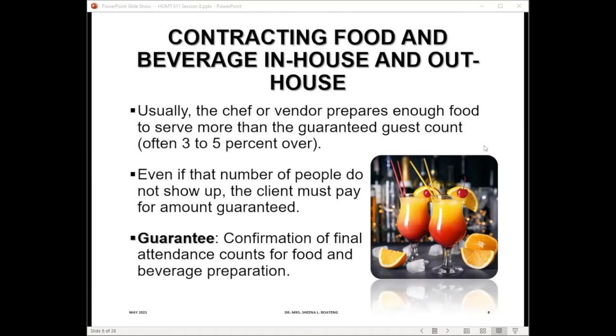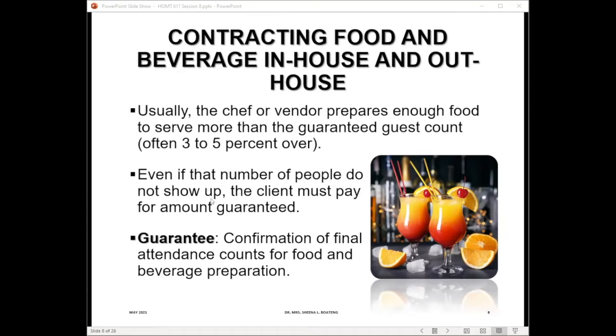So when we say the number of attendees that were guaranteed, we are simply referring to the final number of people that the event professional confirmed were attending the event. And this is for the purposes of arranging for the food and the preparation of the beverages, particularly in the event that it is the same vendor or service provider that is providing for the food as well as the beverages at the event.